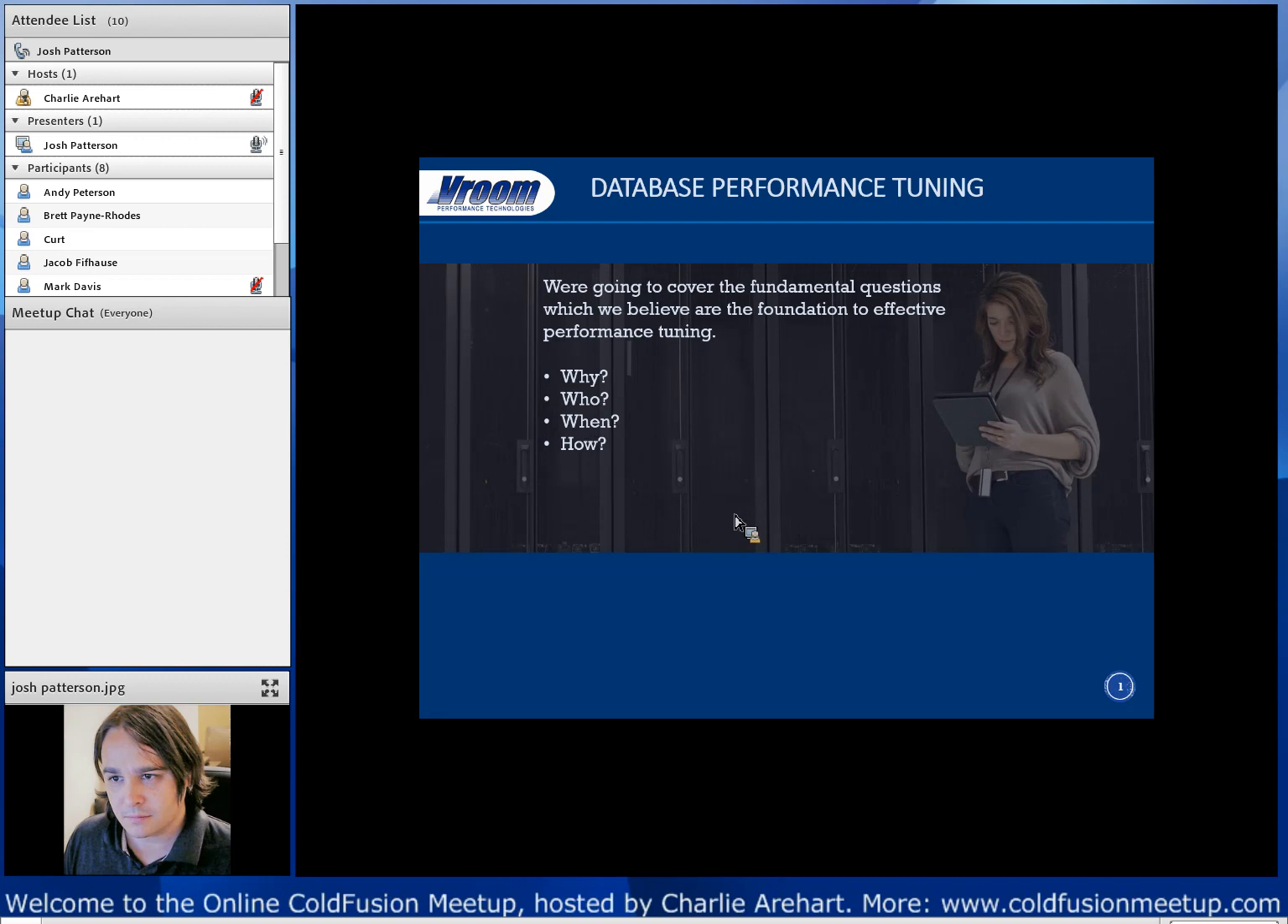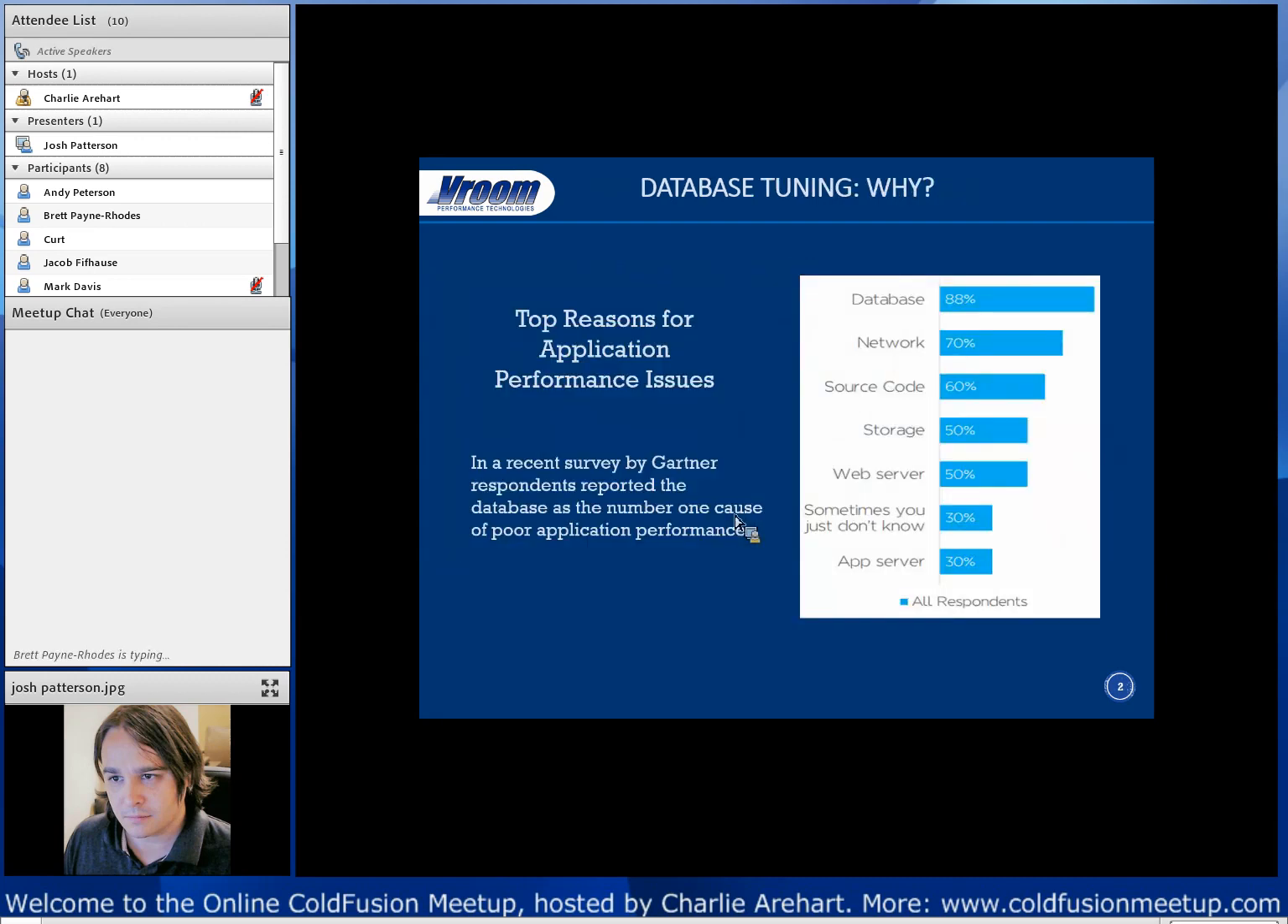So the very first thing I want to jump into is the why. If we have any application developers, database developers, administrators, anyone on, you'll know that the database is very often the center of performance related issues. For instance, this is a Gartner report that actually came out several years ago. It wasn't super recent, but times haven't changed much. Respondents reported that 88% of their performance problems were database related, which makes sense. It's a very often neglected part of the application development lifecycle.